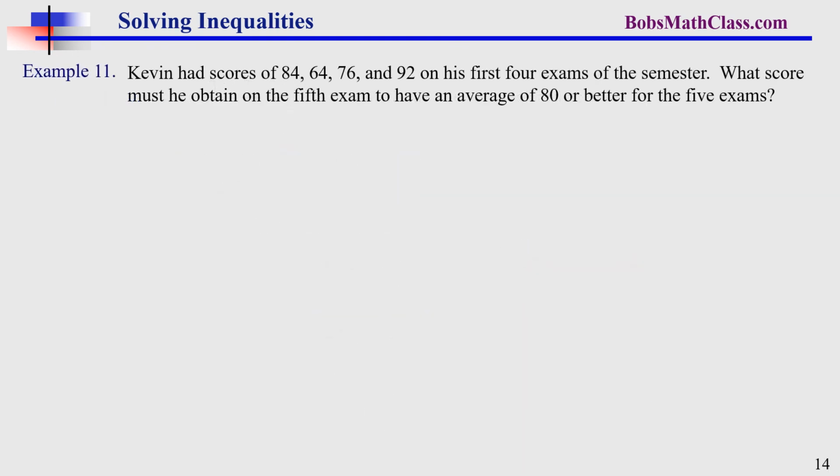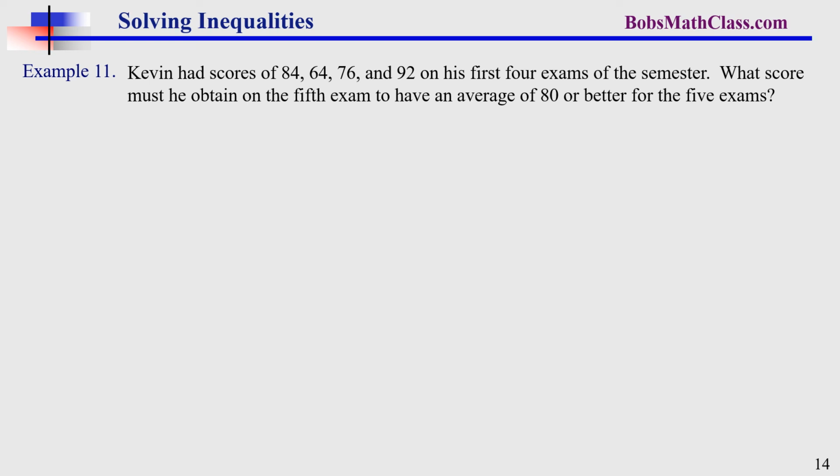Okay, last problem here. A word problem. It's not too bad though. Sometimes we're more afraid of word problems than we should be. Kevin had scores of 84, 64, 76, and 92 on the first 4 exams of the semester. What score must he obtain on the 5th exam to have an average of 80 or better for the 5 exams?